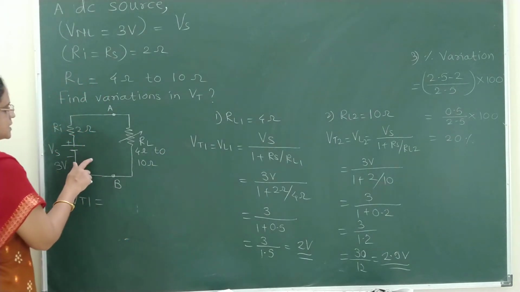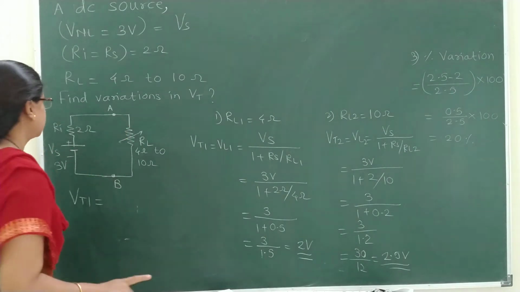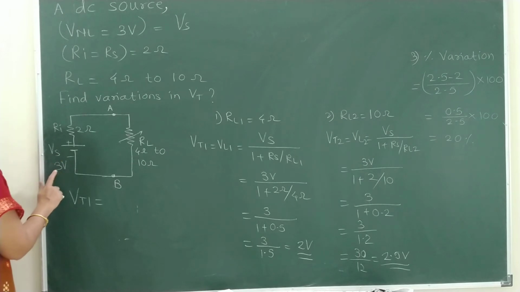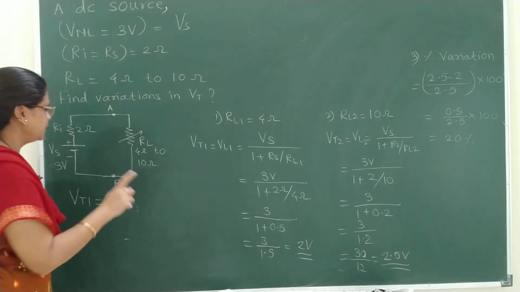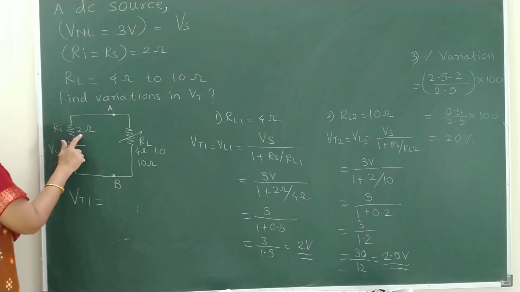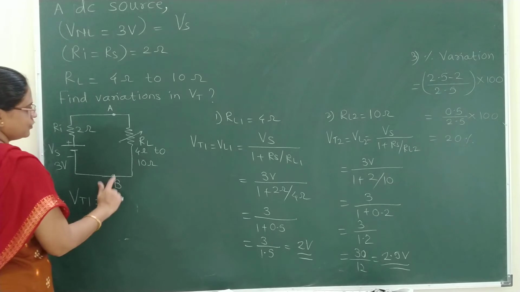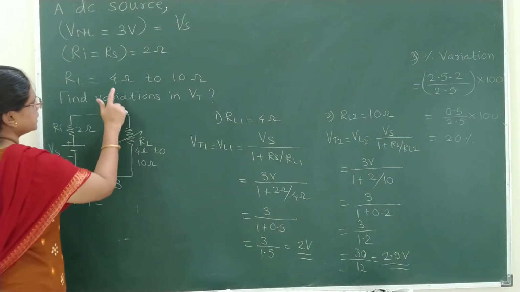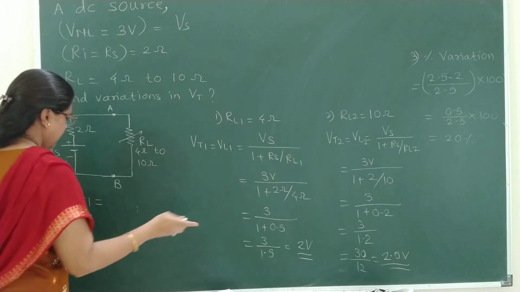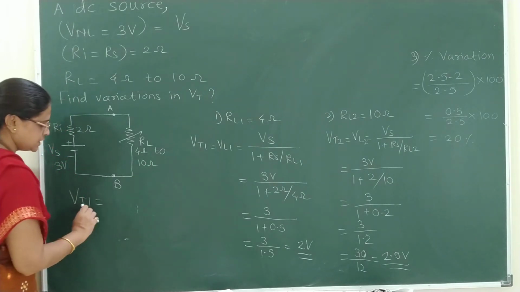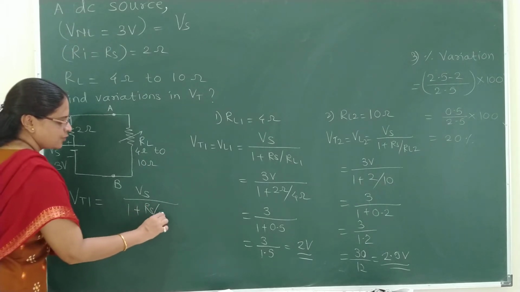So first let's try to make it out in circuit format. Here it is: the voltage source with 3 volt. As it is a DC source, plus and minus markings are essential. The internal resistance is in series with the source. Then across the AB terminals of the energy source, RL is connected as the varying resistor. It varies from 4 ohm to 10 ohm. As we know, the terminal voltage Vt is equal to Vs upon 1 plus Rs upon RL, this formula.